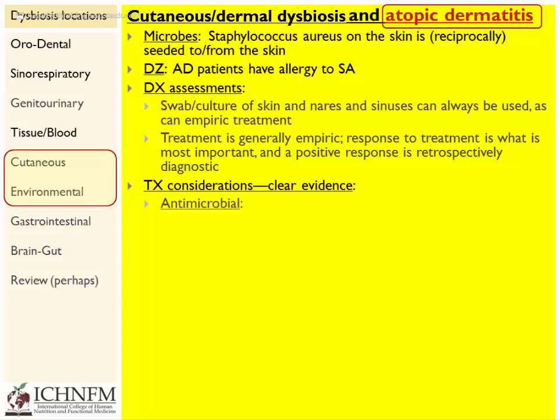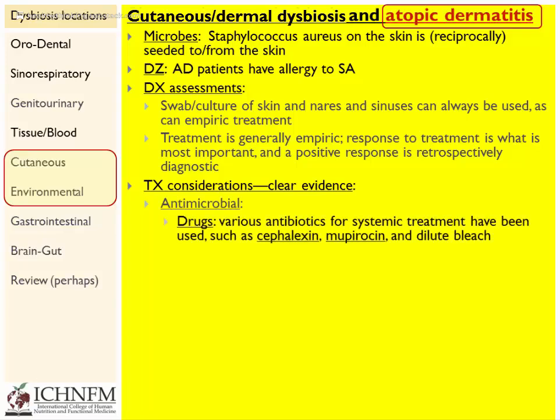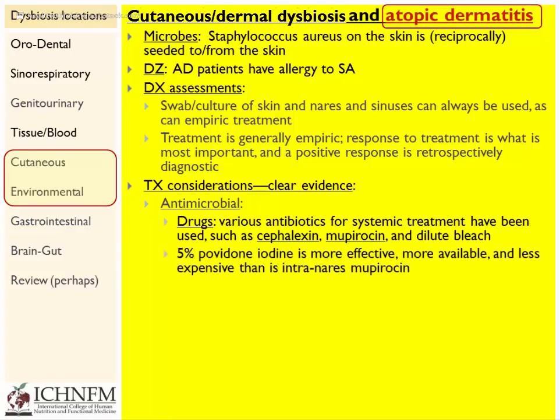Our treatment considerations are antimicrobial agents. We can use various drugs, antibiotics, such as cephalexin. We can use mupirocin ointment. We can use the dilute bleach baths, which I've reviewed previously and will review again here today. We can use 5% povidone iodine because that's actually more effective than topical mupirocin. It's obviously less expensive and more widely available as well.